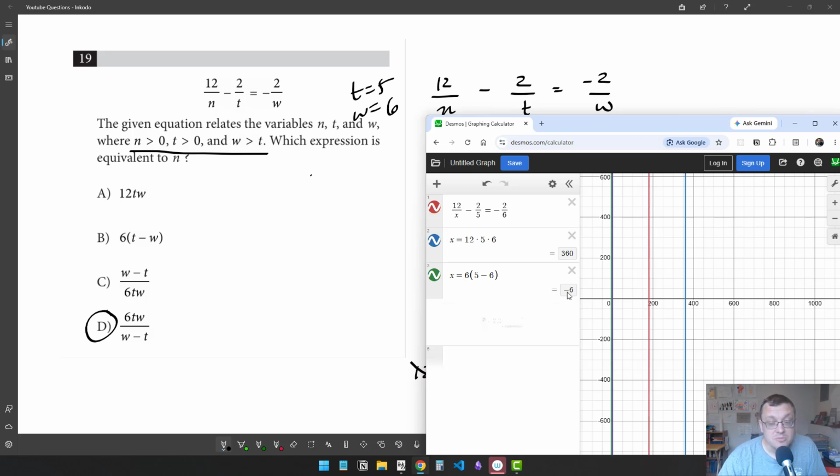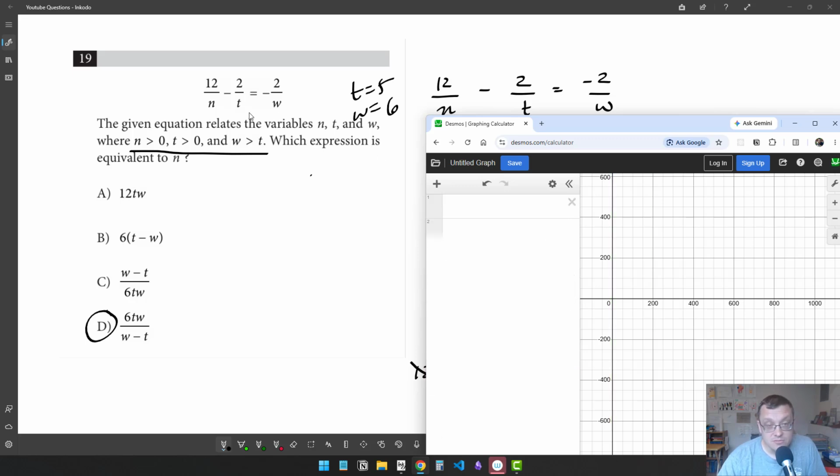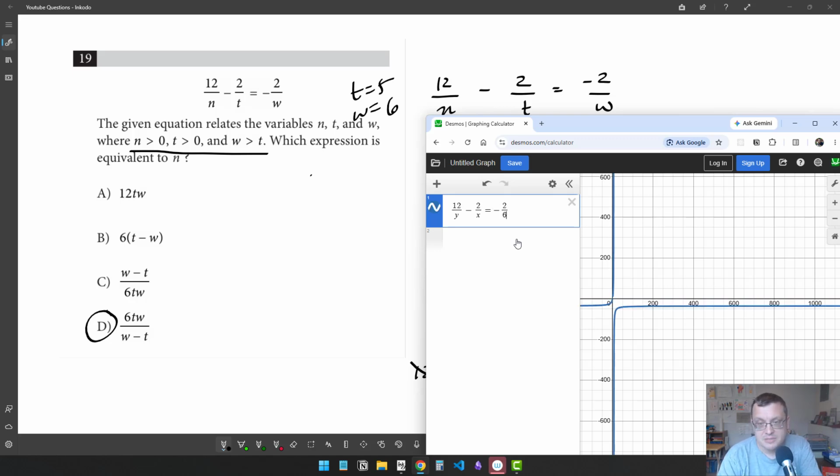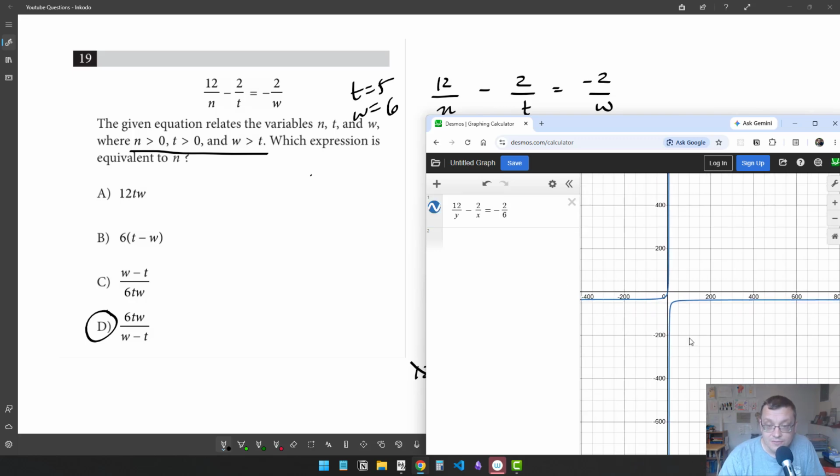All we need to do is keep 2 of these unknowns as variables and just plug in a value for one of them. So let's do n as y. So 12 divided by y minus, and let's do t as x, minus 2 divided by x equals minus 2 divided by, and let's make w 6. We'll just keep it that. Okay, so now I get this curve.